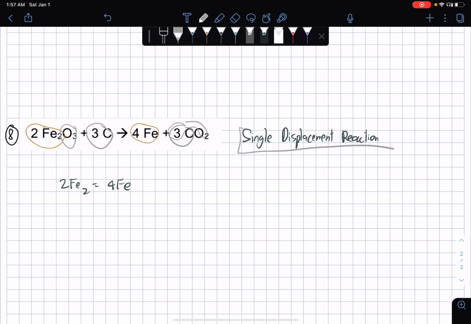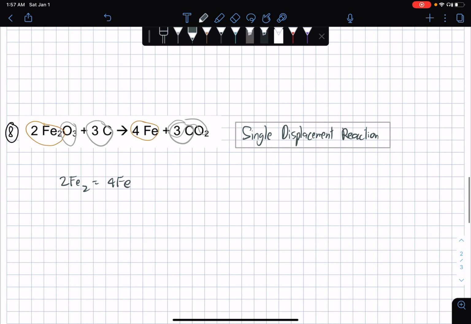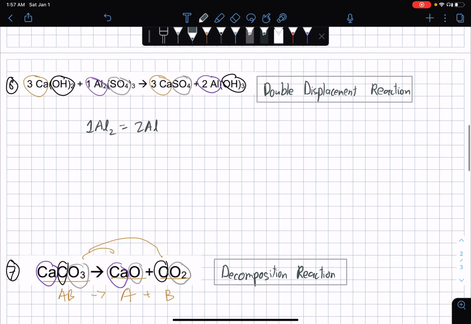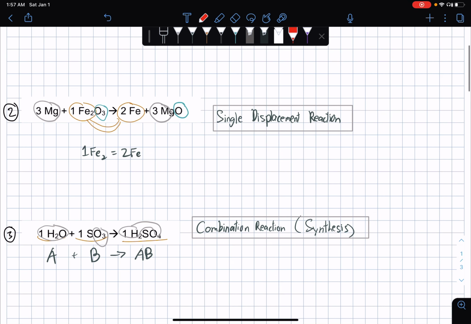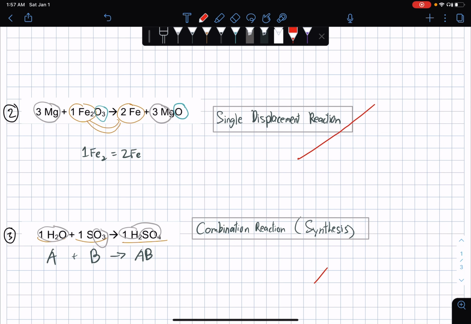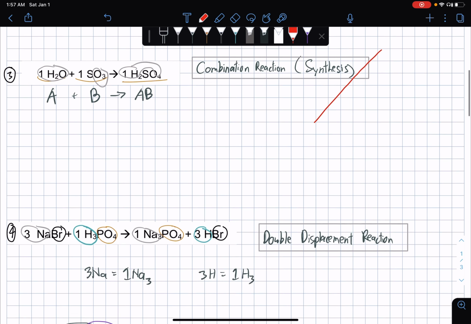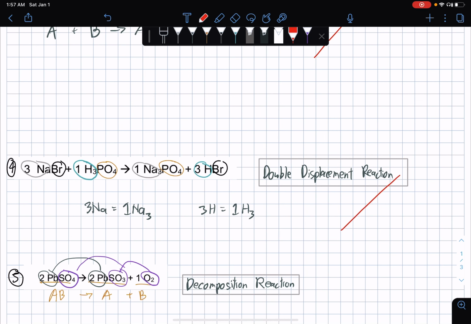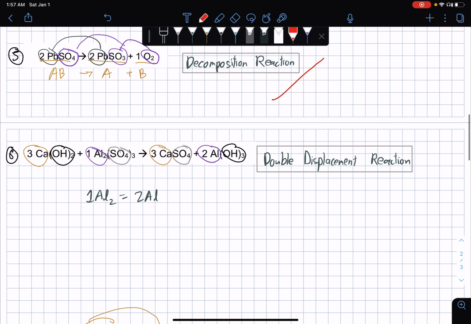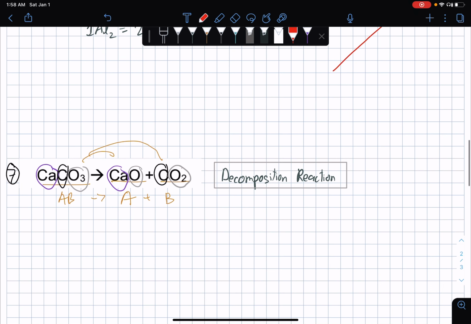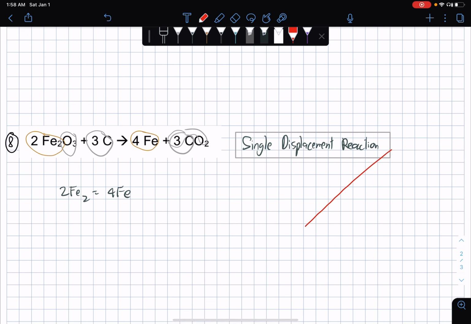Finished. We finished the practice questions. That's it for this video. Let's just recall from numbers 1 to 8. Number 1, combustion reaction. I have my answer key right now. That's correct. Single displacement, correct. Number 3, combination reaction, in other words synthesis, correct. Double displacement reaction. Decomposition, number 5. Number 6, double displacement. Number 7, decomposition reaction. Number 8, single displacement reaction.